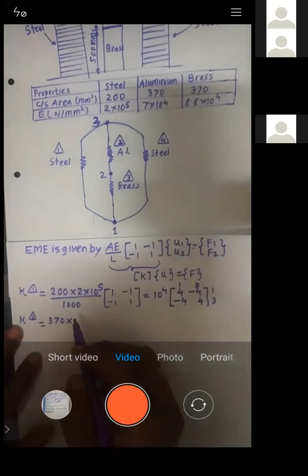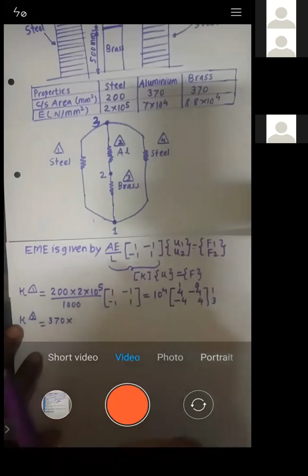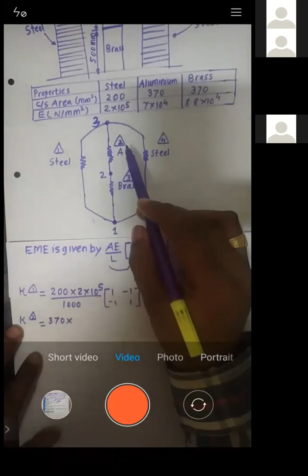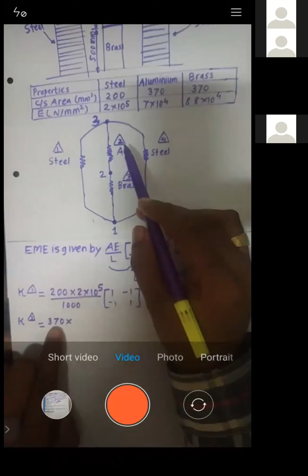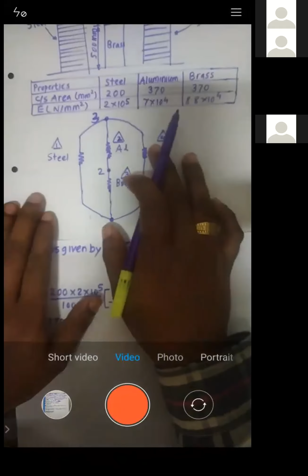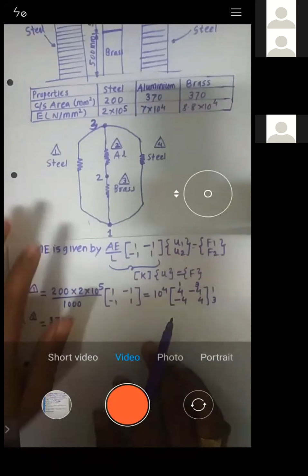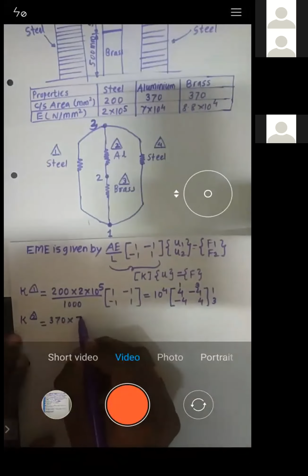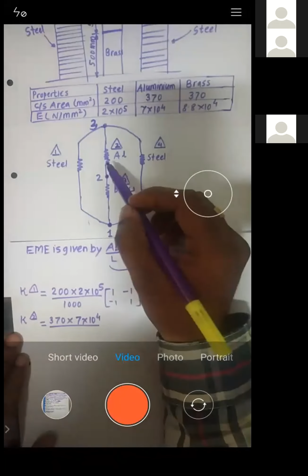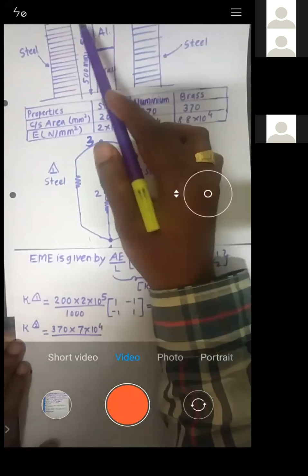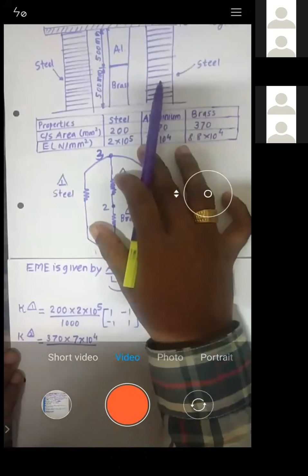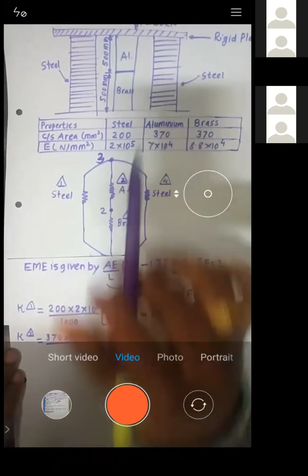Okay, so area of aluminium. We are talking about element number 2, which is aluminium. So area of aluminium is 370 into E of aluminium. What is E of aluminium? It is 7 into 10 raised to the power 4, upon length of the aluminium. It is given in the diagram: 500. Right? It is 500.